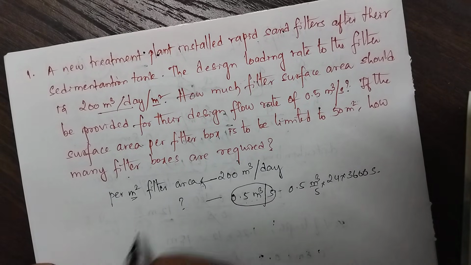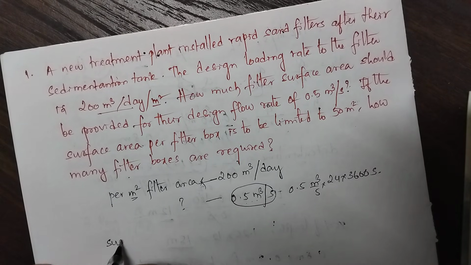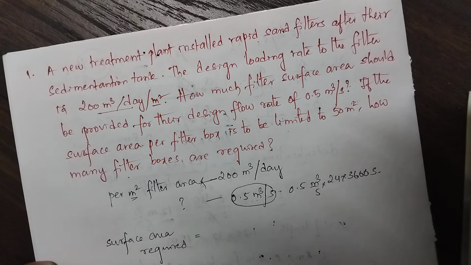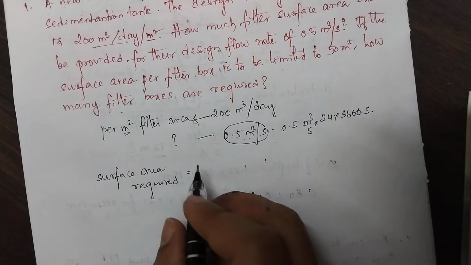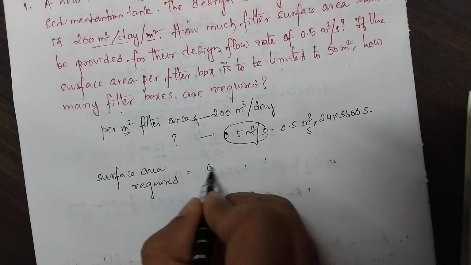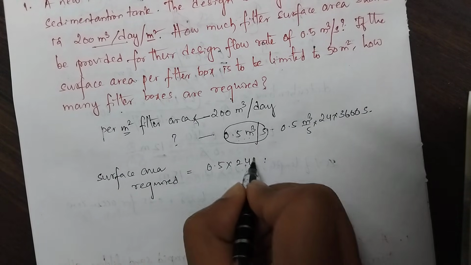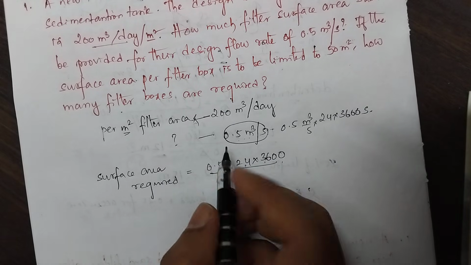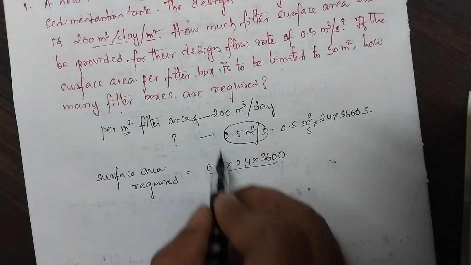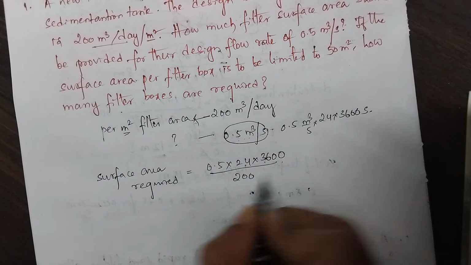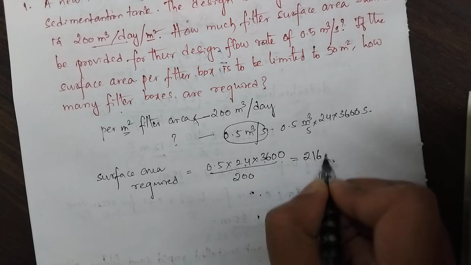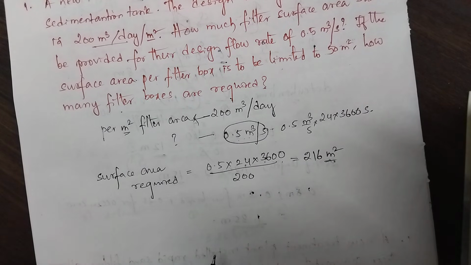So that would be surface area required would be equal to this one, 0.5 into 24 into 3600 divided by 200. So this comes around 216 meters square. So this much area is required.